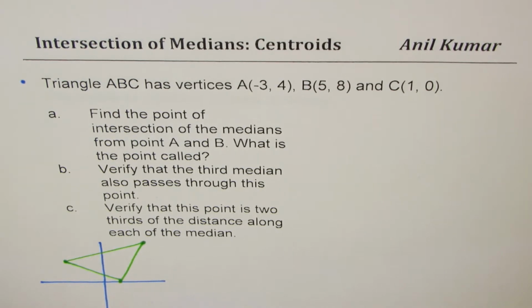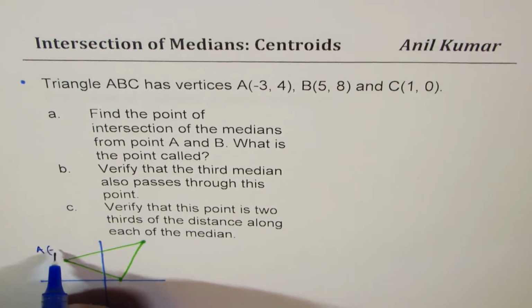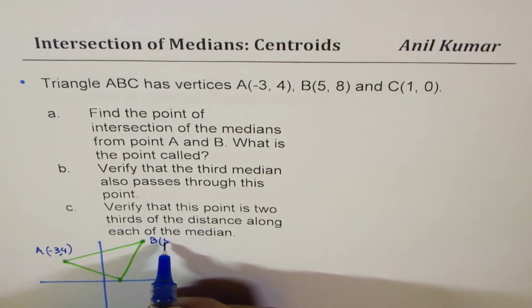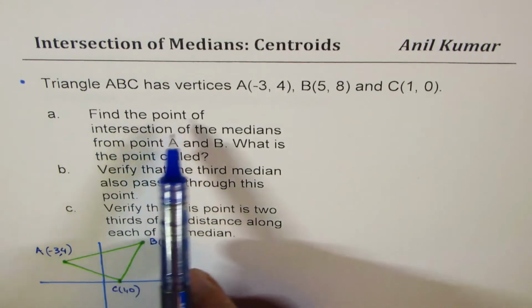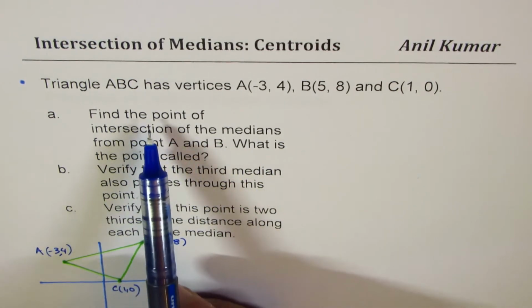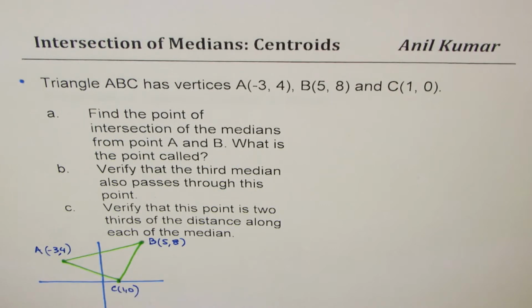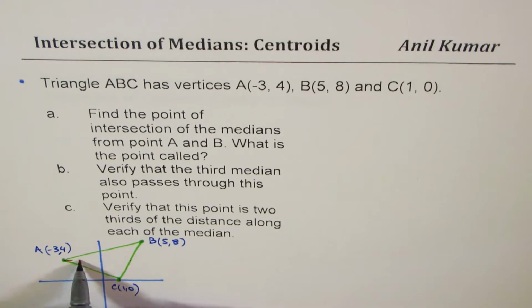Let me write down the coordinates of each point. A is (-3, 4), B is (5, 8), and C is (1, 0). Now we need to find the point of intersection of medians from points A and B. Medians are lines which connect a vertex to the midpoint of the opposite side. So for the first median from A, we locate the midpoint and then join. So that becomes the median.